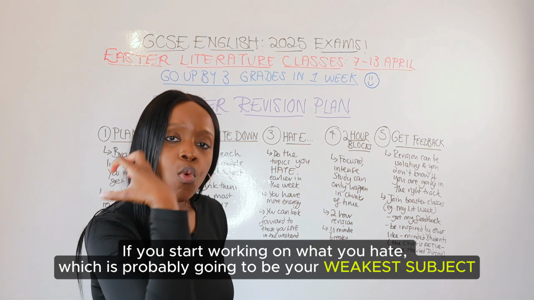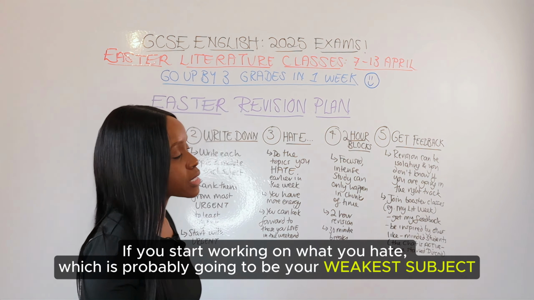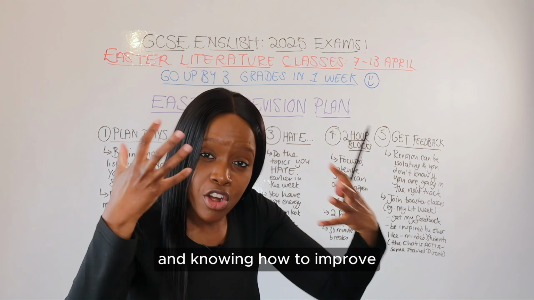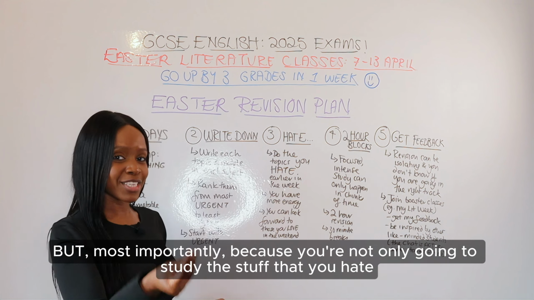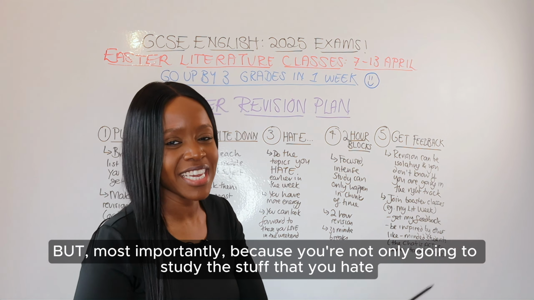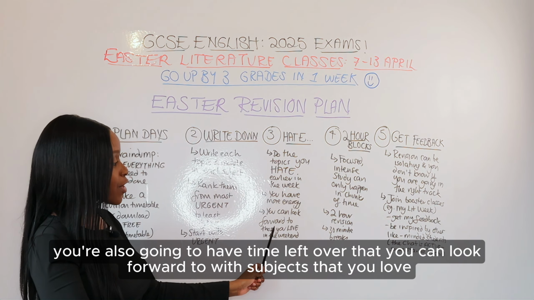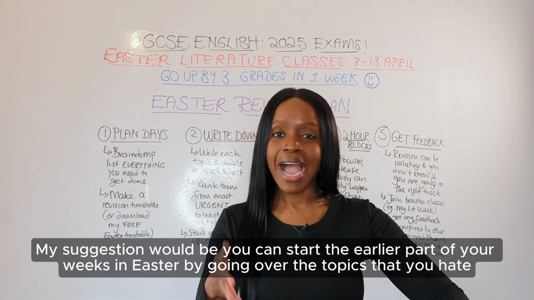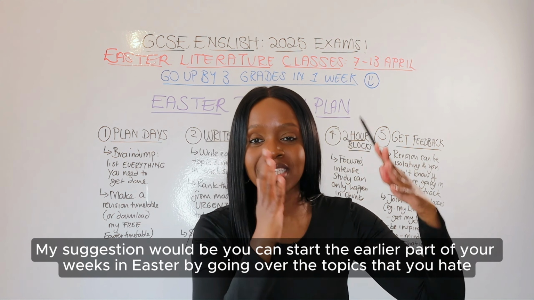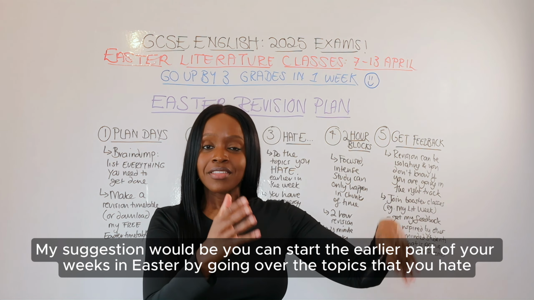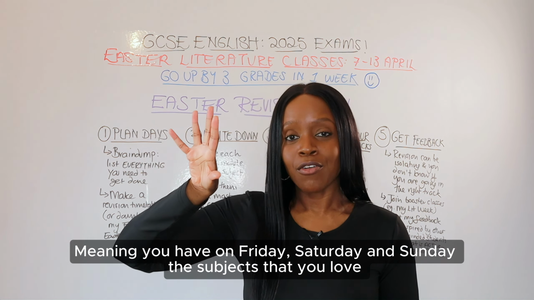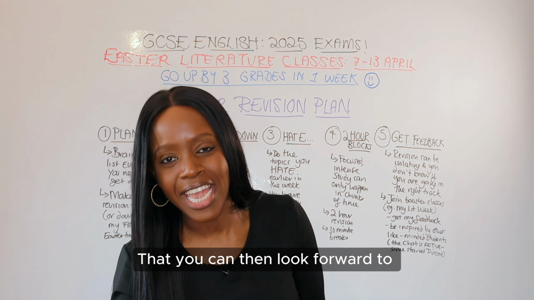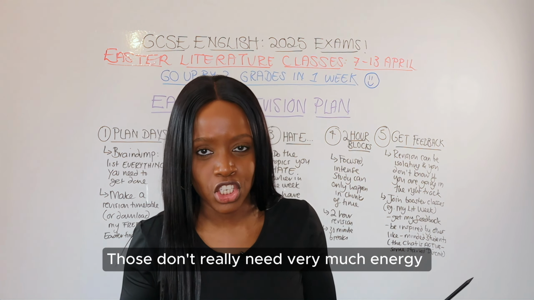If you start working on what you hate, which is probably going to be your weakest subject, what that means is you firstly have more energy to start really absorbing information and knowing how to improve. But most importantly, because obviously you're not only going to study the stuff that you hate, you're also going to have time left over that you can look forward to with subjects that you love. My suggestion would be perhaps you can start the earlier part of your weeks in Easter by going over the topics that you hate, meaning you have on Friday, Saturday, and Sunday, the subjects that you love that you can then look forward to, okay? And those don't really need very much energy, okay?